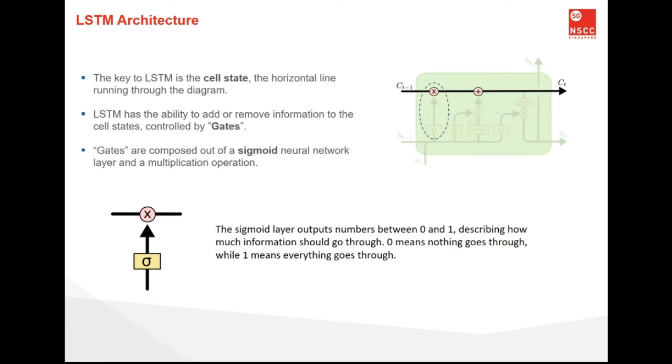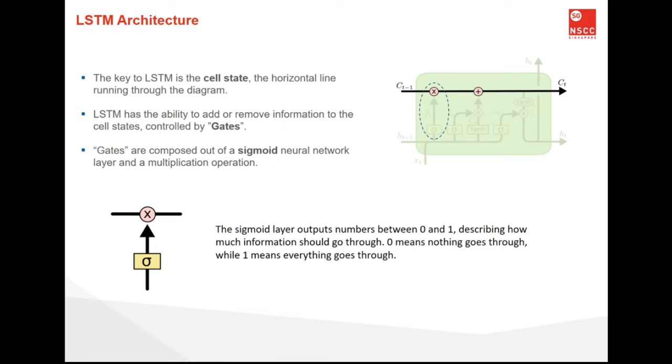The key to LSTM is the cell state, the horizontal line running through the diagram. LSTM has the ability to add or remove information to the cell state, controlled by gates. Gates are composed of a sigmoid neural network layer and a multiplication operation. I hope you still remember the sigmoid layer output number is between 0 and 1, describing how much information should go through. 0 means nothing can go through, while 1 means everything goes through.